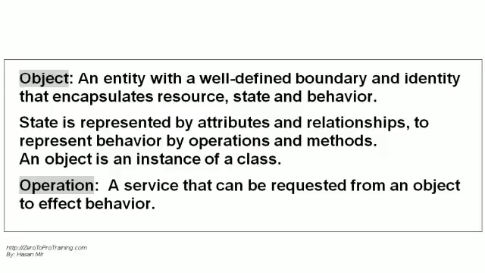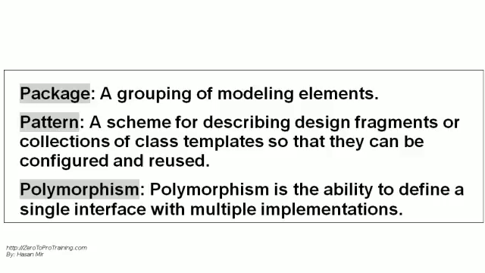Next, object, an entity with a well-defined boundary and identity that encapsulates state and behavior. State is represented by attributes and relationships, behavior is represented by operations and methods. An object is an instance of a class. Operation, a service that can be requested from an object to effect behavior. Next, package, a grouping of modeling elements. Pattern, a scheme for describing design fragments or collections of class templates so that they can be configured and reused.